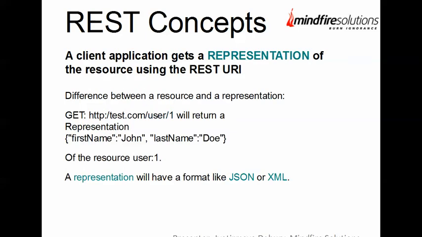Now representation. In REST there is something called representation. It is nothing but the data representation. After calling an API, we are getting some response from the API, right? So it is the format, JSON or XML, which is called the representation of the data, the response which we are getting from the RESTful API.